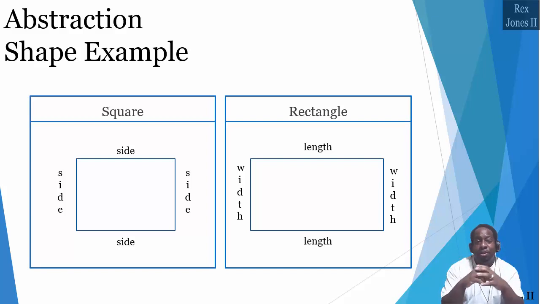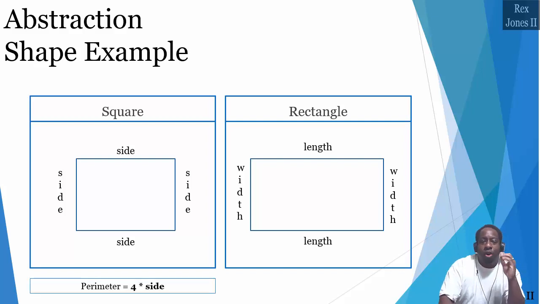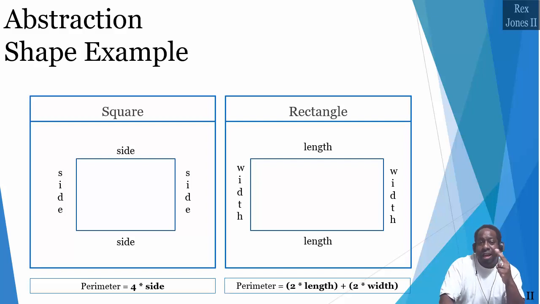To calculate the perimeter, we can define one generic abstract method in the superclass, then let the subclass for square and subclass for rectangle provide details on how to calculate the perimeter. The calculations for square are 4 times the side, and rectangle is 2 times length plus 2 times width. It's a difference because the square is the same on each side, but rectangle has a longer length than width.